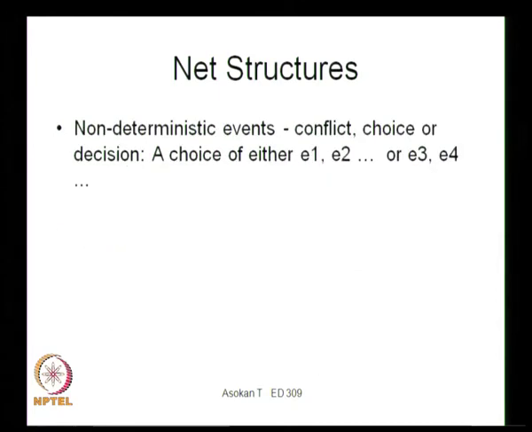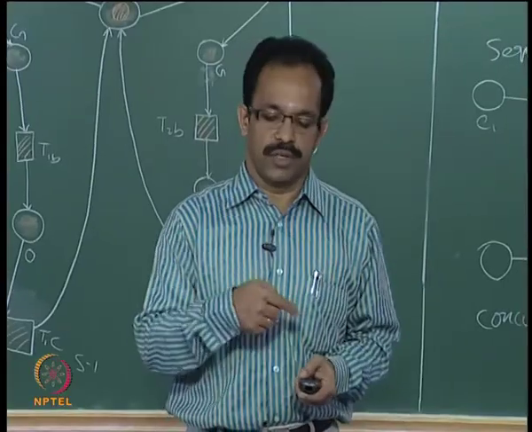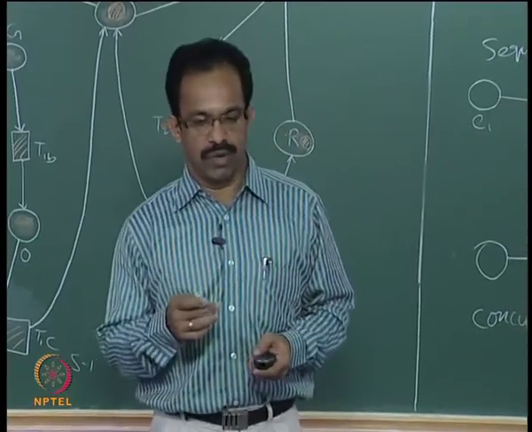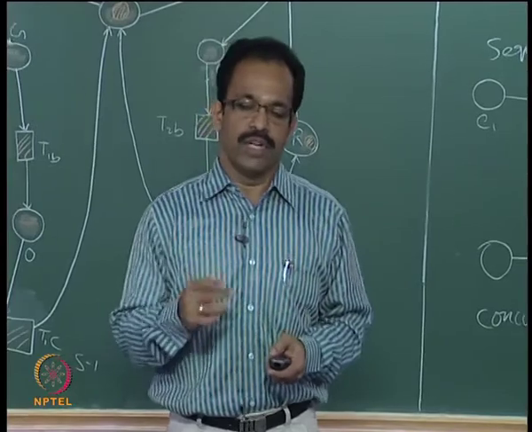And apart from this, we can have non-deterministic events like conflict, choice or decision. This also can be represented using this kind of Petri net, that is, you can have a choice of either E1 or E2 or E3 or E4 like that.